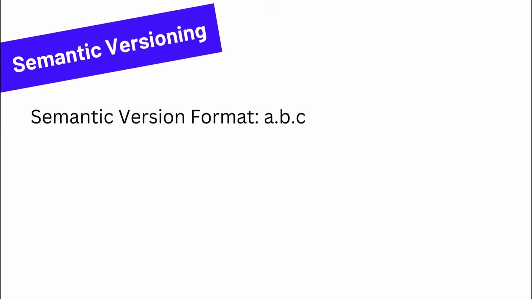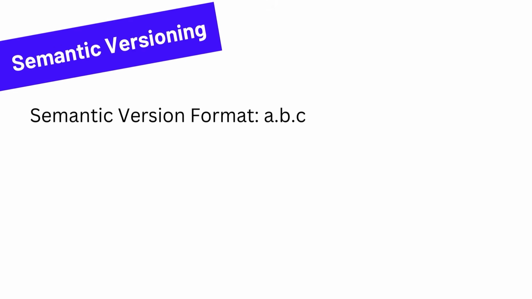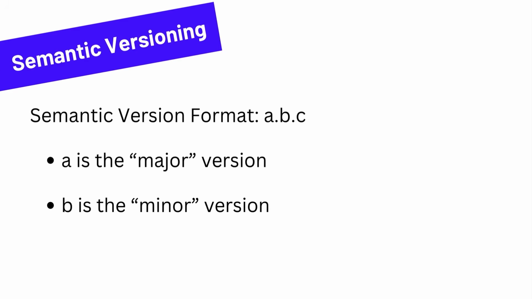React Router uses semantic versioning, which is a standard way to define version numbers for software. Under the semantic versioning system, version numbers have the format a.b.c. A is called the major version, and that number is incremented when the software gets a backwards incompatible API change. B is the minor version, which is incremented when the software gets additional functionality but in a backwards compatible manner.